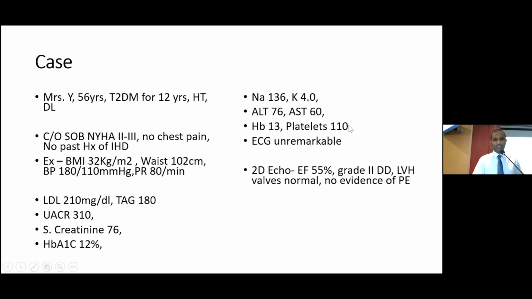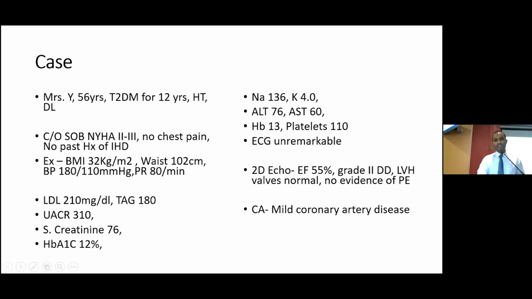This patient's electrolytes are basically normal with high AST, ALT and low platelet count, and ECG unremarkable. And the 2D echo shows slightly reduced EF with grade 2 diastolic dysfunction with LVH, with no evidence of pulmonary embolism or valve diseases. If we do a coronary angiogram, it shows only mild coronary heart disease. So what is this condition?